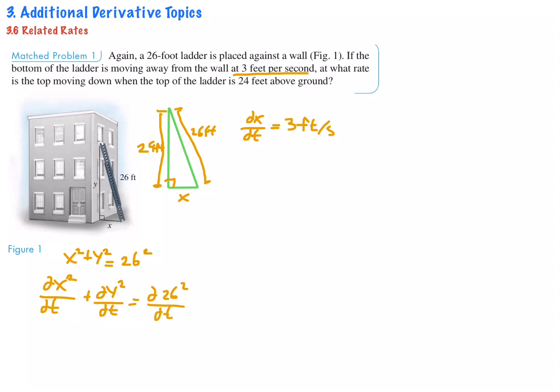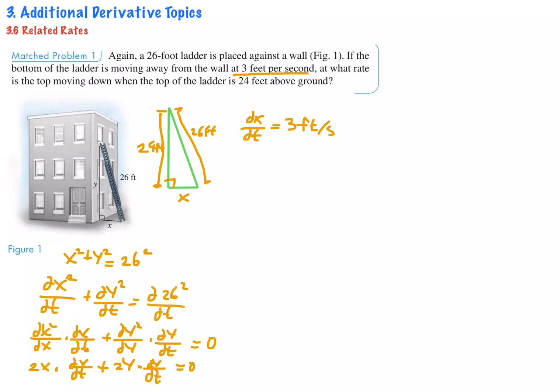Now, what will be the derivative? Using the chain rule, d of x squared over dx times dx over dt, and d of y squared over dy times dy over dt equals, now d of 26 squared over dt is a constant, so it will be 0. And then we'll have 2x times dx over dt plus 2y times dy over dt equals 0. Okay, then let's try to put several things in.